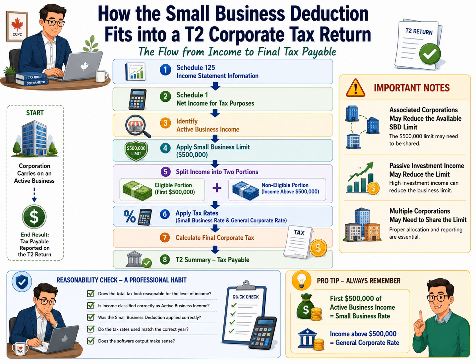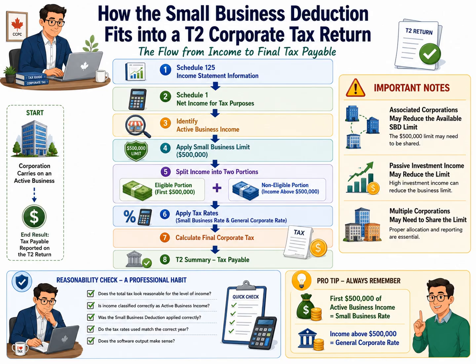Before finalizing a return, it is always a good practice to perform a reasonability check. Ask yourself whether the total tax looks reasonable for the corporation's income level, whether the income has been correctly classified as active business income, whether the small business deduction has been applied correctly, and whether the software's output makes sense.